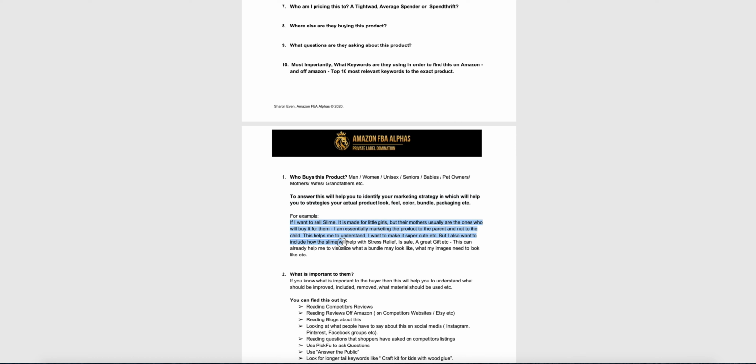So for example, if I wanted to sell slime, for those of you who don't know what slime is, it's like a kid's toy, messy toy. So if I wanted to sell that slime, it is made for little girls, but their mothers usually are the ones who will buy it for them. Understand, I wrote here, who buys this product? Okay, 10-year-olds usually aren't buying on Amazon. It's usually their parents or people buying it for them.